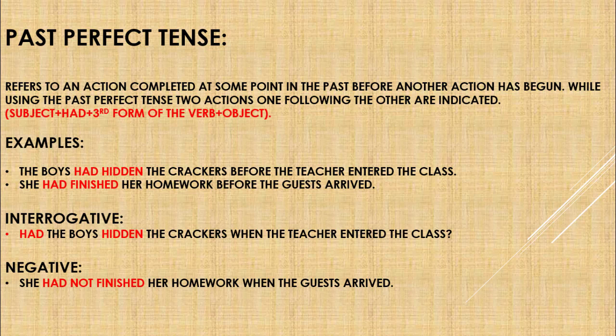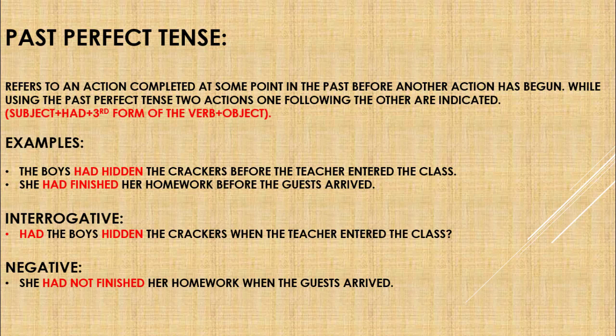We use past perfect tense in the main clause, and we use past indefinite tense in the subordinate clause. You can see the second example. She had finished her homework before the guests arrived.